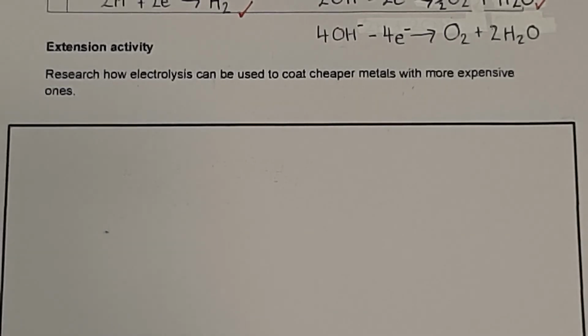So today's extension activity is to research how electrolysis can be used to coat cheaper metals with more expensive ones. I'm not going to go through that, that's a research activity for you to do in your own time. And so once you have done that, that would be the end of the lesson.